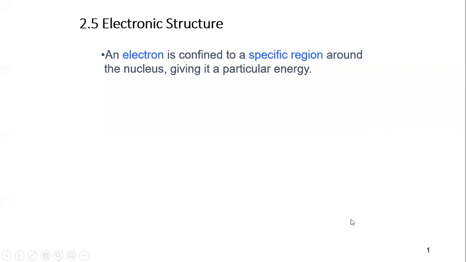And so unlike the solar system, which has planets that revolve around the sun in a particular orbit, the electron is actually confined to a region. So it's not actually a direct path. It's more like a region or a cloud around the nucleus, and it has a particular energy with it.